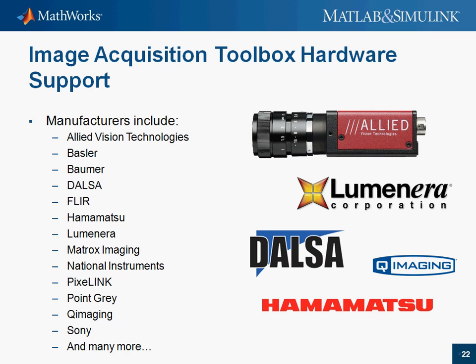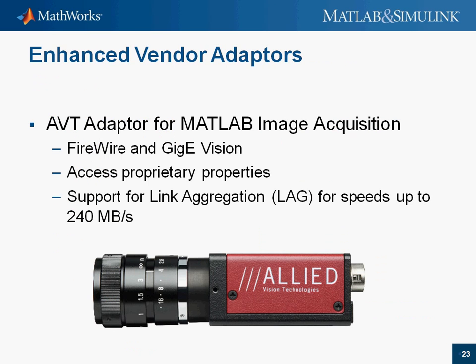Now, through these industry standards, the toolbox supports commonly used camera properties and features, but there are often proprietary properties that the vendors would like to expose to users. The toolbox is built to be extensible through what we call adapters. It's a layer between Image Acquisition Toolbox and a camera vendor's SDK. So for example, Allied Vision Technologies has created an adapter for their FireWire and GigE Vision cameras. It gives access to various vendor-specific properties, and recently it provides support for link aggregation.